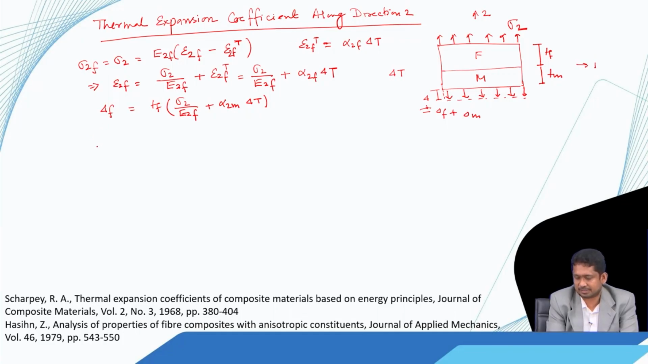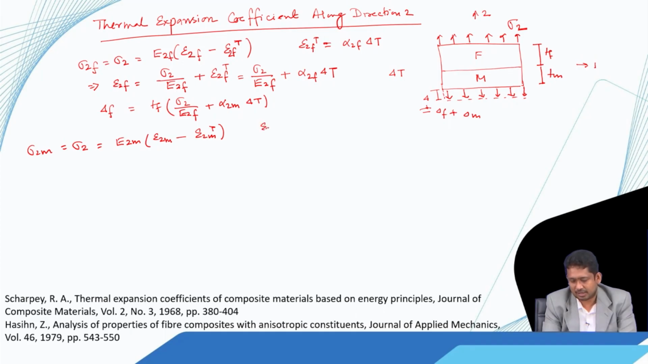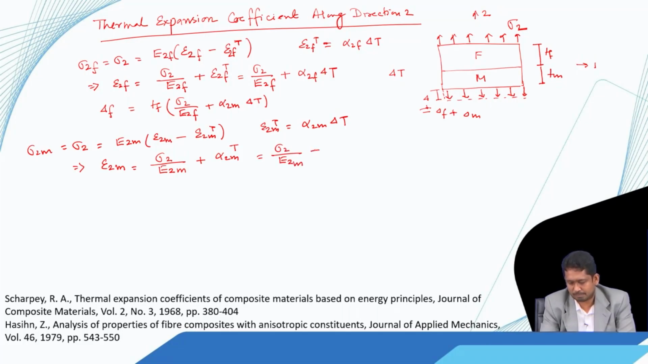That is the expansion of the fiber. Accordingly, for the matrix part, sigma 2 is equal to E2m into epsilon 2 m minus epsilon 2 m superscript T, and we know that epsilon 2 m superscript T is alpha 2m into delta T. Then epsilon 2 m is equal to sigma 2 divided by E2m plus alpha 2m into delta T.